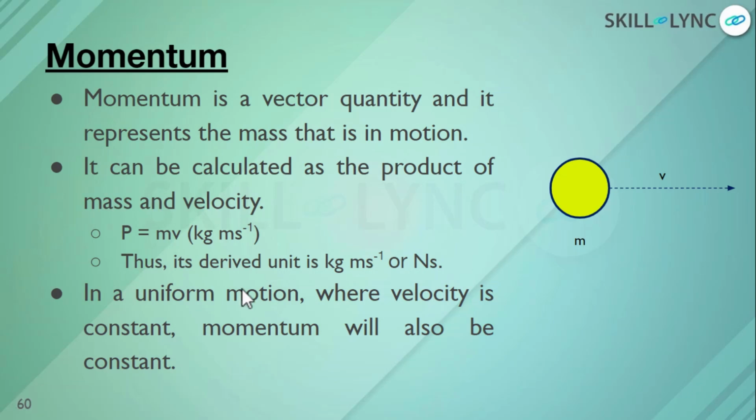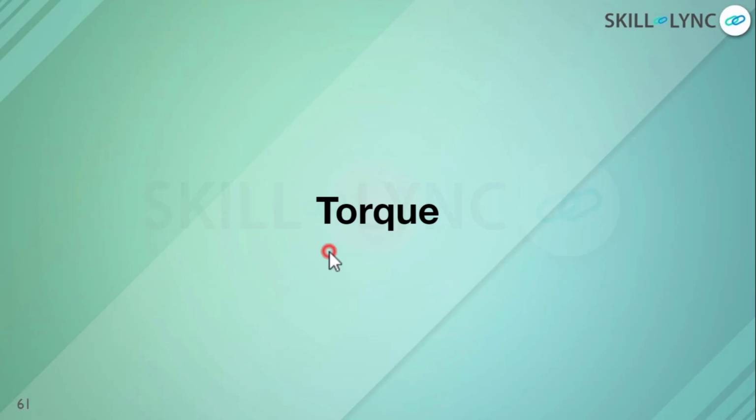Let's try to understand this. Suppose a body of mass m is moving with a velocity v. The mass of the body is never going to change by itself, so mass will definitely be m at every point of time. And we have considered that the velocity is constant, that means the velocity is also not changing. So if both mass and velocity are constant, then momentum will always be constant. The next thing we are going to study is torque.